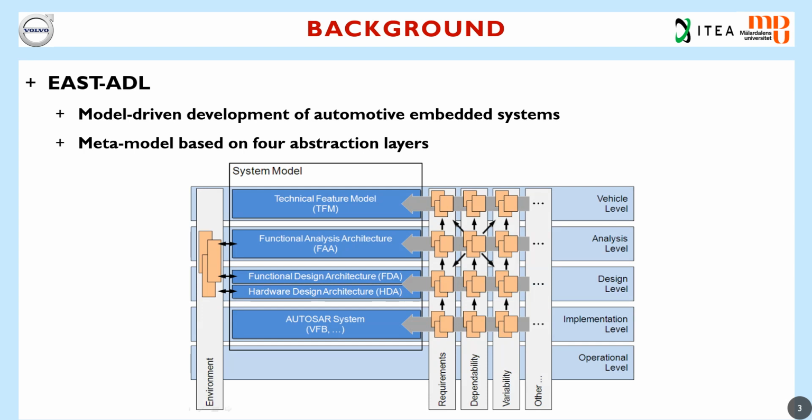So eSTDL was introduced to support the model-driven development of automotive embedded systems. The eSTDL meta model is based on four abstraction layers as shown here. The first one is the vehicle level, then the analysis level, then the design level, and finally the implementation level.